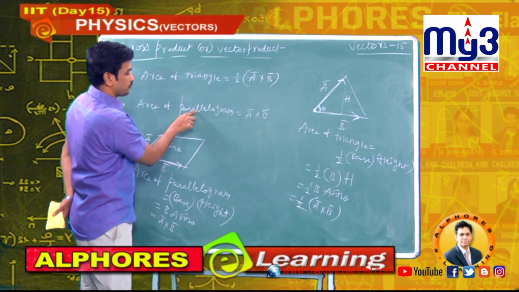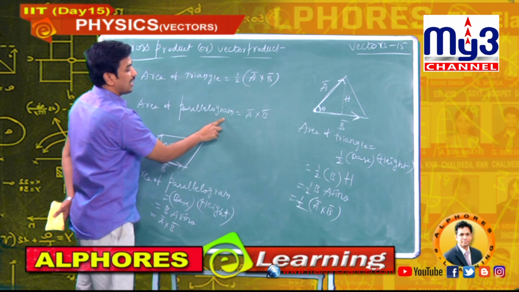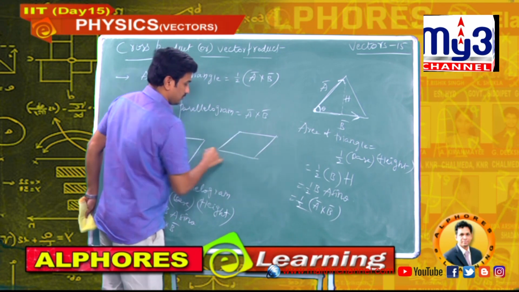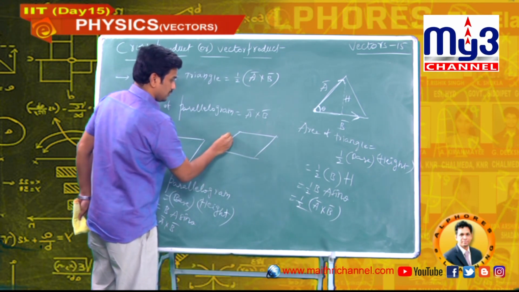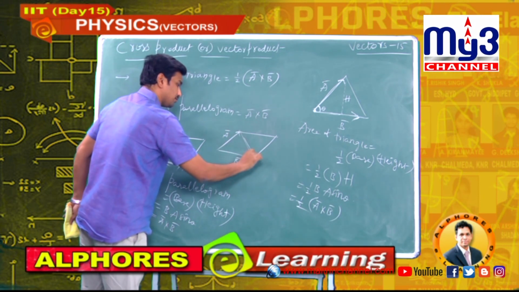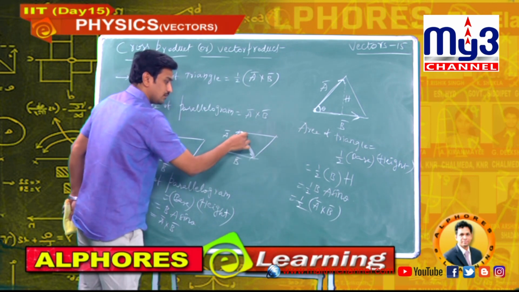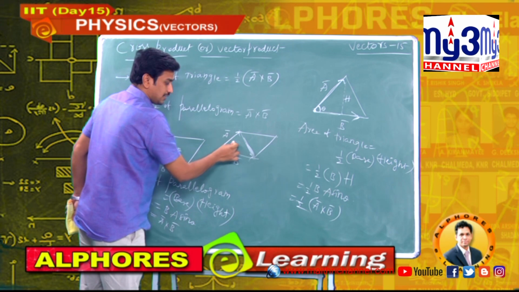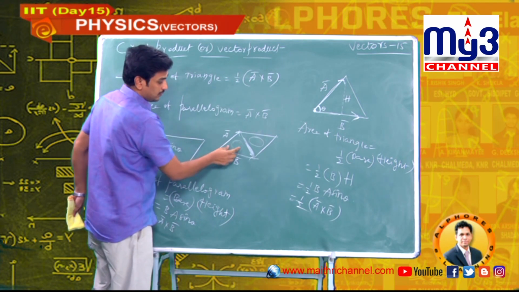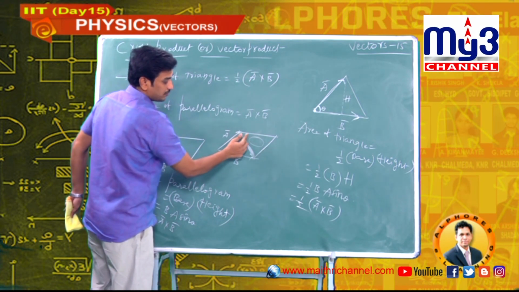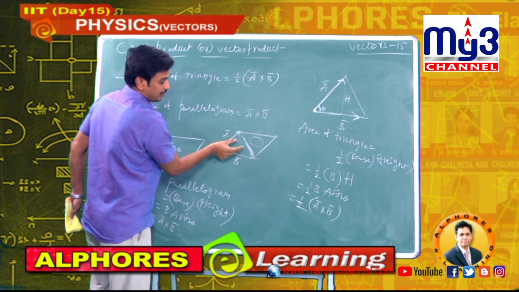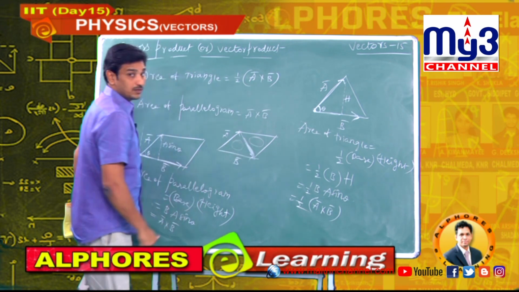Now you can observe this point. Triangle area is half of the parallelogram area. I will show that diagrammatically. So this is A bar, this is B bar. See this. This is the triangle, this also is a triangle. Now this is half A cross B, half A cross B. Total area of parallelogram is A cross B. This also is a triangle, half A cross B, because the sides are equal. This area is equal. Total area A cross B.